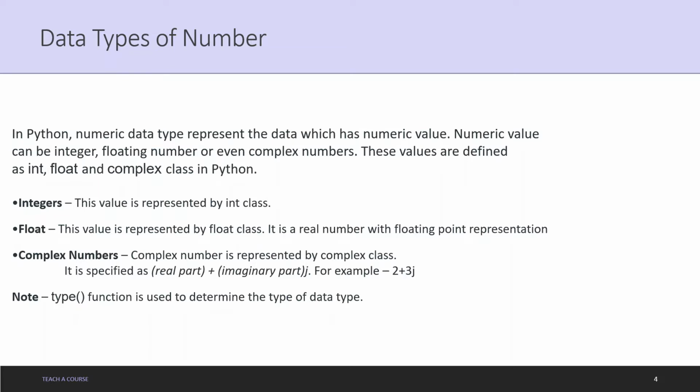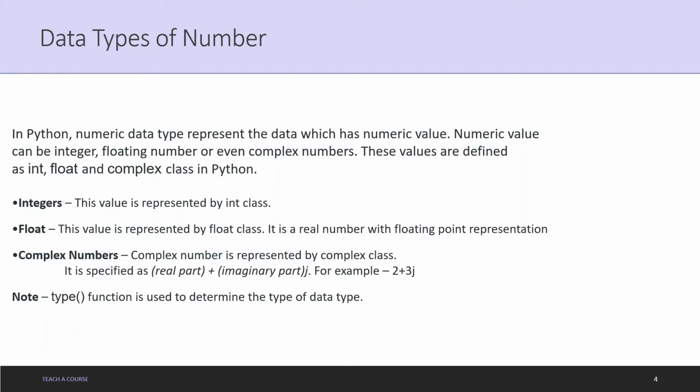Understood? Then float. This value is represented by float class. It is a real number with floating point representation. It is specified by a decimal point. Optionally, the character small letter e or capital E followed by a positive or negative integer may be appended to specify scientific notation. So a floating number can also be represented in scientific notation using small letter e or capital letter E followed by a positive or negative integer number.